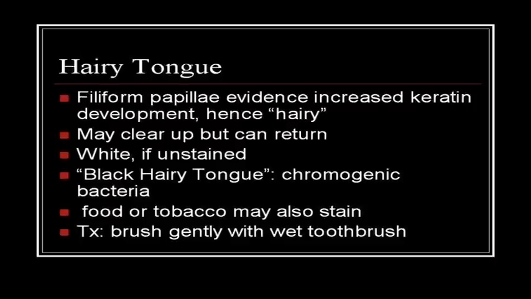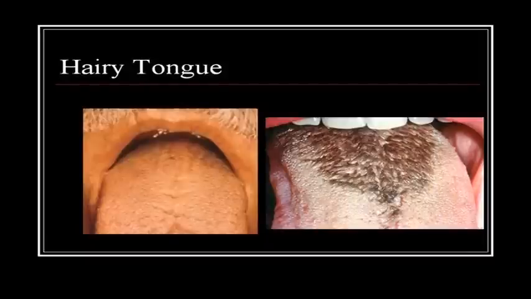Hairy tongue is a condition where the filiform papillae of the tongue increase in keratin development and lengthen, hence the term hairy. It may clear up on its own and can return. It's white if it's unstained. If chromogenic bacteria become embedded in the filiform papillae, they may stain the tissue, causing black hairy tongue. Food or tobacco may also stain this tissue. The treatment for clients is to brush gently with a wet toothbrush to dislodge any underlying bacteria and to try and get rid of the condition.